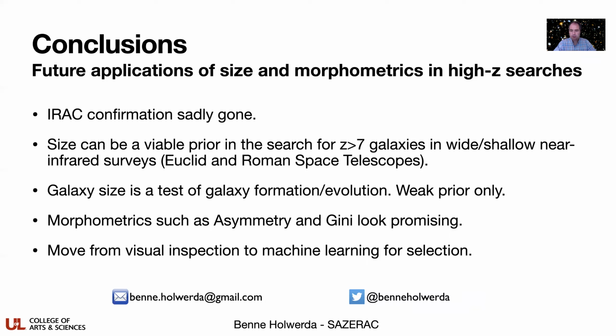Morphometrics such as asymmetry and Gini look very promising, so I think the three of them combined, in combination with photometry, can actually be a good input for a machine learning approach.